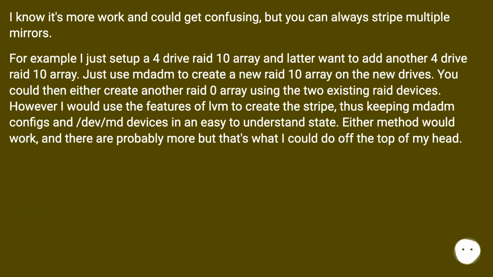I know it's more work and could get confusing, but you can always stripe multiple mirrors. For example, I just set up a 4-drive RAID 10 array and later want to add another 4-drive RAID 10 array. Just use mdadm to create a new RAID 10 array on the new drives. You could then create another RAID 0 array using the 2 existing RAID devices. However, I would use the features of LVM to create the stripe, thus keeping mdadm configs and dev md devices in an easy-to-understand state. Either method would work, and there are probably more, but that's what I could do off the top of my head.